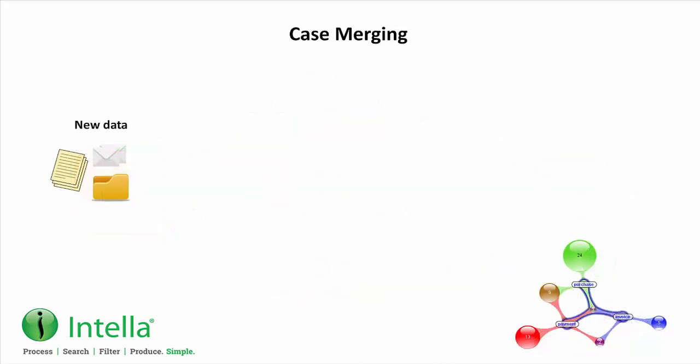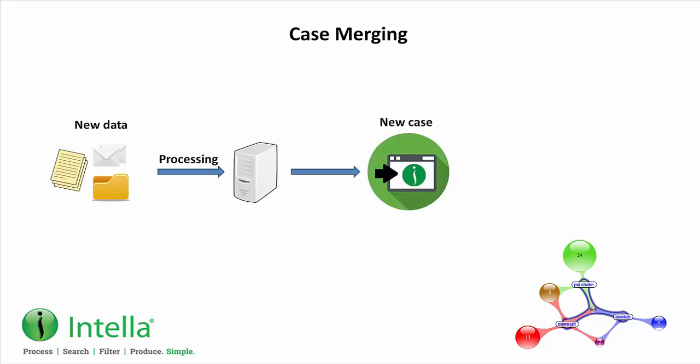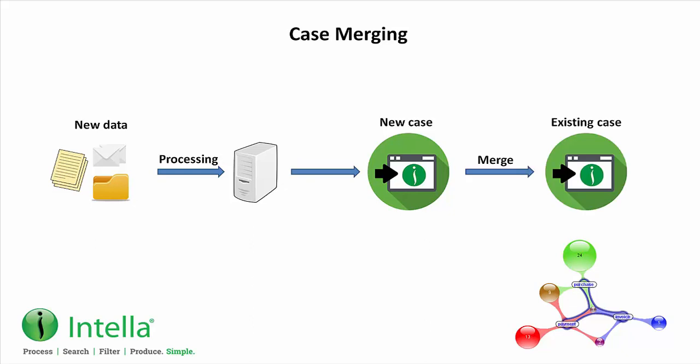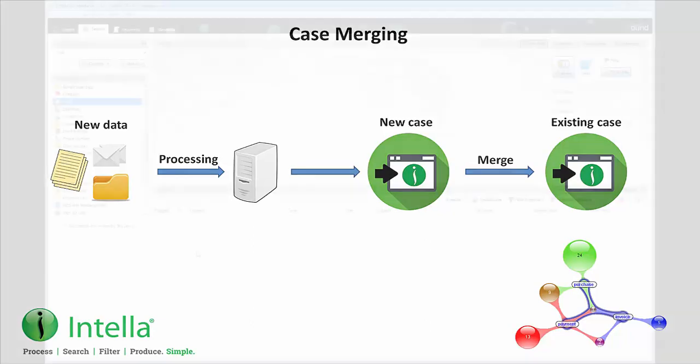Another use case is the ability to add data to an ongoing case. The new evidence can be indexed in a separate case first before it is merged into the main case. This allows reviewers to still access the main case while the new data is being indexed. The new data can then be merged into the main case overnight to reduce downtime.